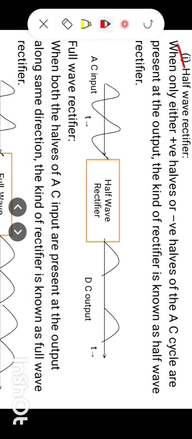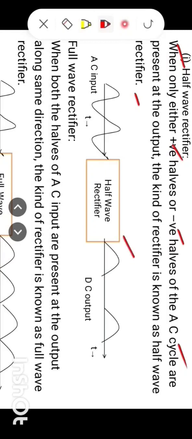Now how do we define half wave rectifier? When only either positive halves or negative halves of the AC cycle are present at the output when AC is applied at the input, the kind of rectifier is known as half wave rectifier. I repeat, when only either positive halves or negative halves of the AC cycle are present at the output, the kind of rectifier is known as half wave rectifier.